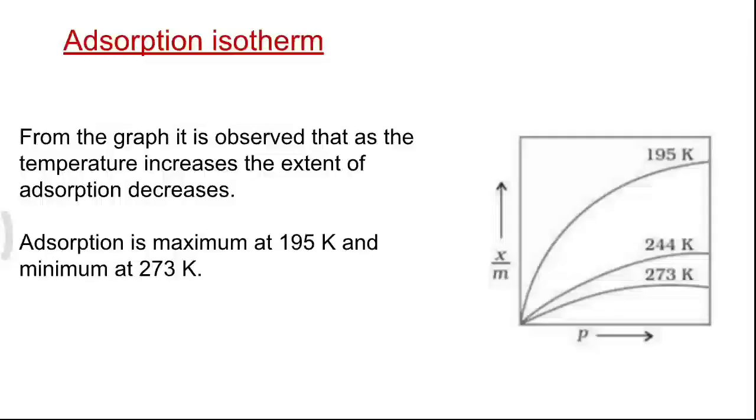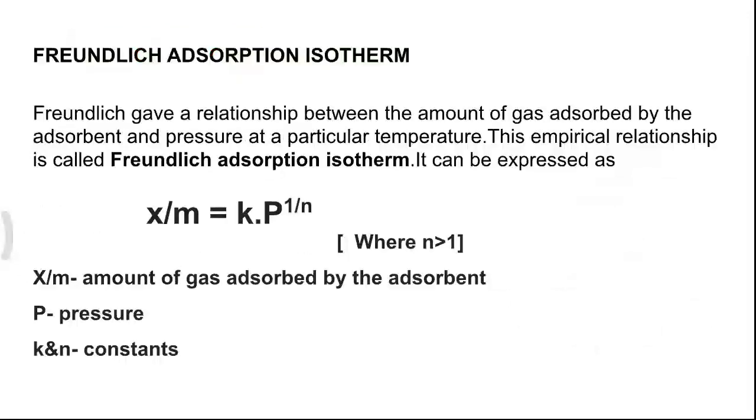Here we have another graphical representation. In this particular graph, we can observe three different lines at three different temperatures. From the graph, it is observed that as the temperature increases, the x by m values are decreasing. The extent of adsorption is maximum at 195 Kelvin and it is minimum at 273 Kelvin.